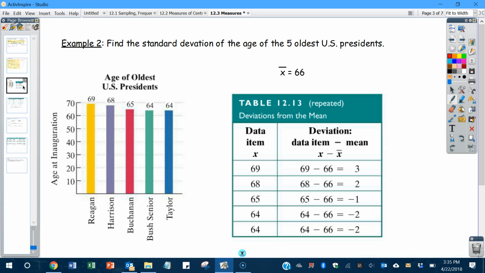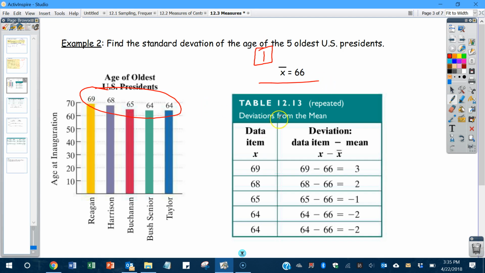Okay, so this data set represents the age of the 5 oldest U.S. presidents. I think this is the inauguration age. Yeah, age at inauguration of the 5 oldest presidents. So it's a data set. It includes 5 numbers. There they are. And we want to find the standard deviation. So we'll go through that process in that yellow box. The first thing we do, this is step 1, is we find the mean: add all 5 of those numbers up, divide by 5, and you get 66. So that's the mean. It's not that exciting, really, but there's the mean.